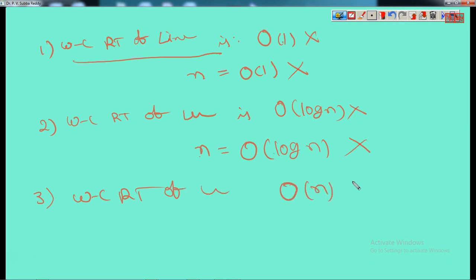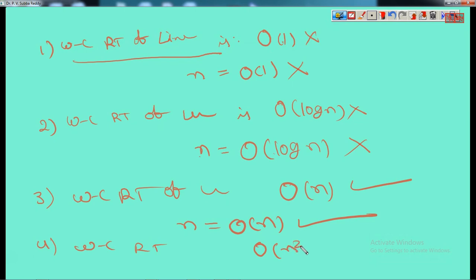Now if I say the worst case running time of linear search is big O of n, is it correct? Yes. Why? Because n is big O of n. We know that it is true. Similarly, the worst case running time of linear search is big O of n square. This is also correct. Why? Because n is big O of n square. Like this, we can represent running time using different notations, or the same notation by changing the function.